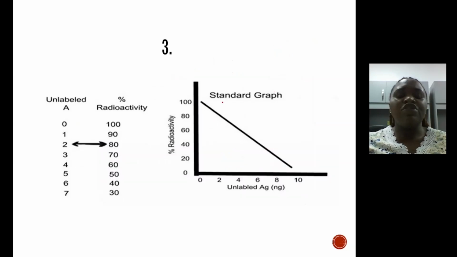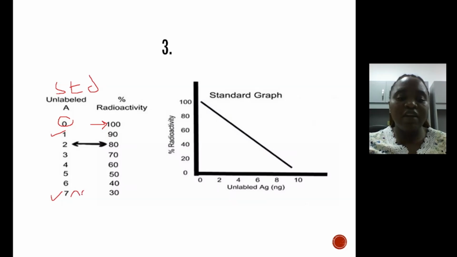Now you repeat that process with different concentrations of your unlabeled standard. So we started with 0 standard where we had 100% radioactivity, went to 1 nanogram, which is about 90%, 2, 3, 4, until 7 nanograms. And you can see that when you have 7 nanograms, we have a radioactivity of about 30%.